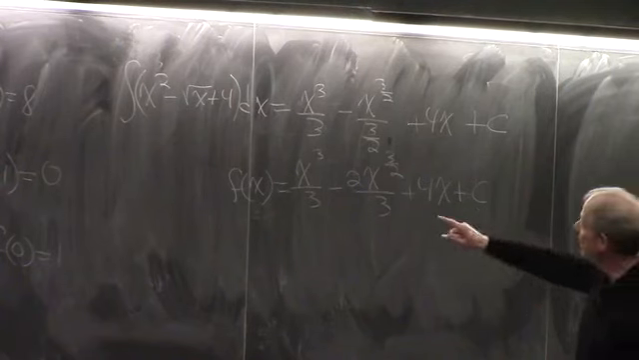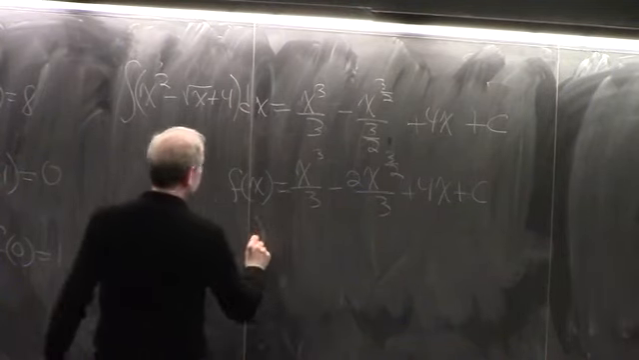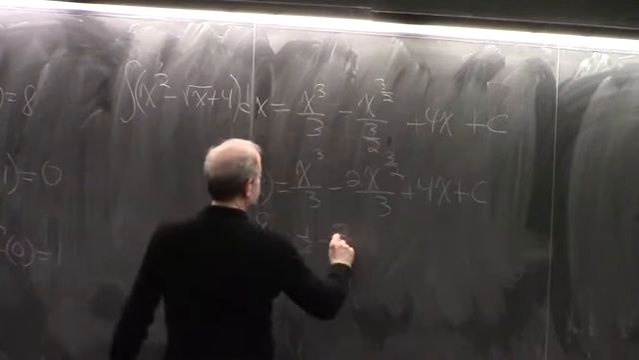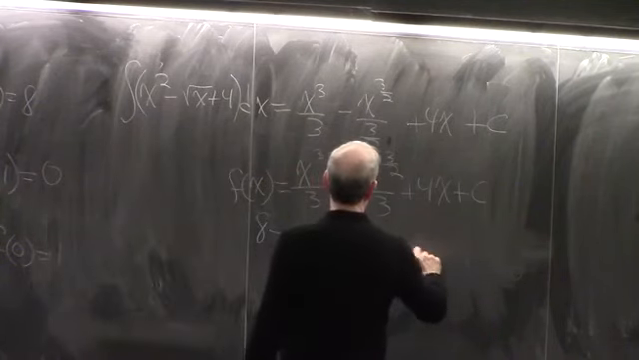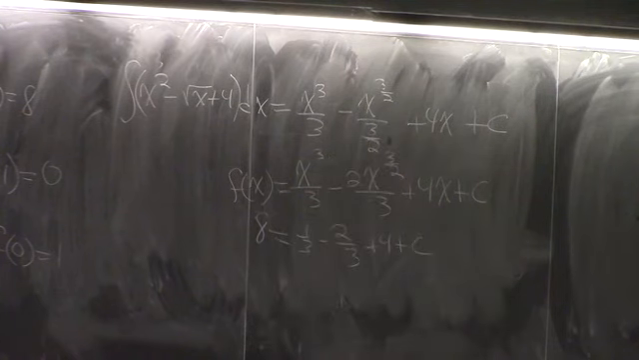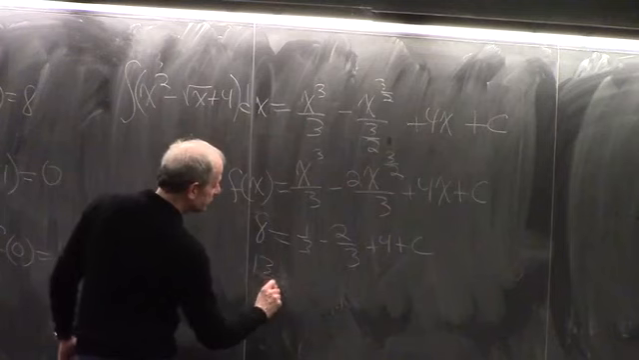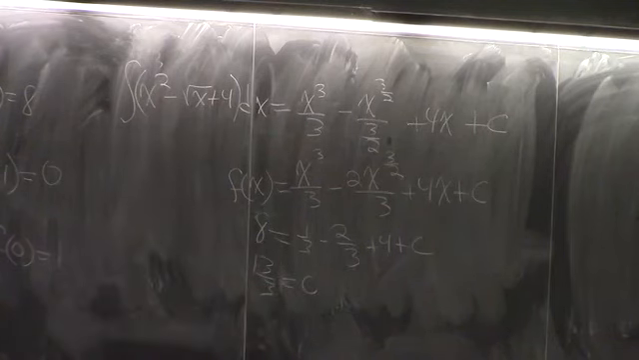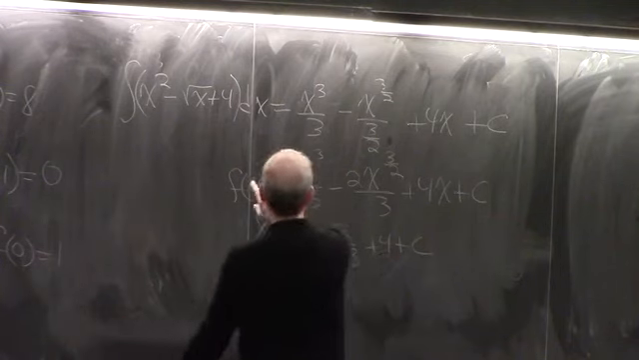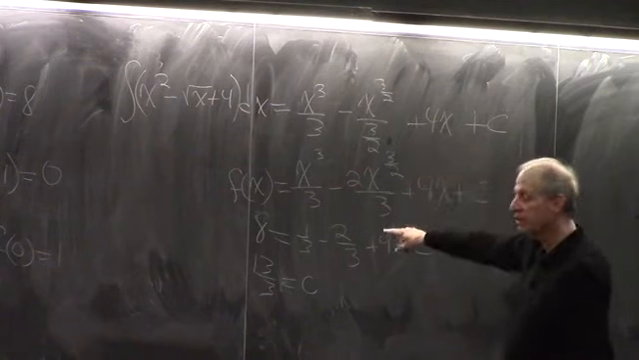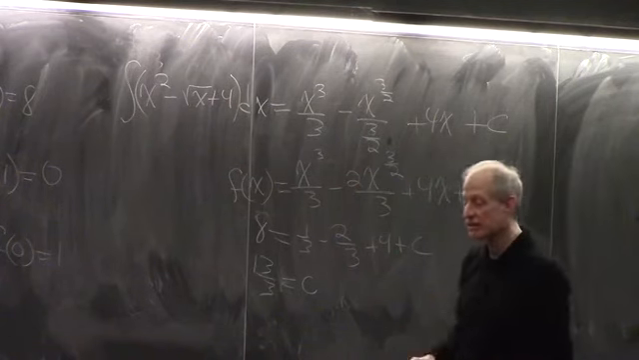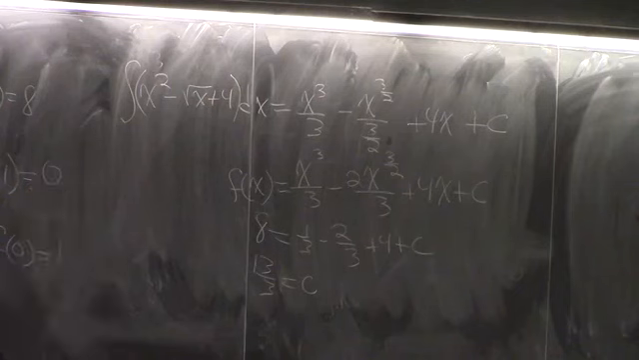And then we know that f of 1 equals 8. So who knows what that comes out to? 8 is 1/3 minus 2/3 plus 4 plus c. So let's see, that is 11/3, and 8 take it away, 13/3 equals c. So f of x is x cubed over 3 minus 2x to the 3 halves over 3 plus 4x plus 13/3. So far, so good? Do you like that one? All right.